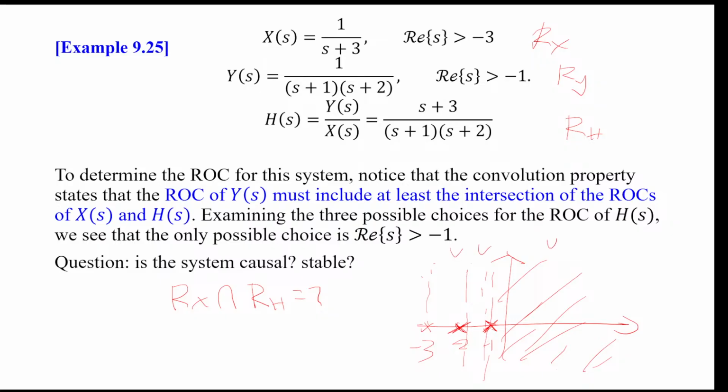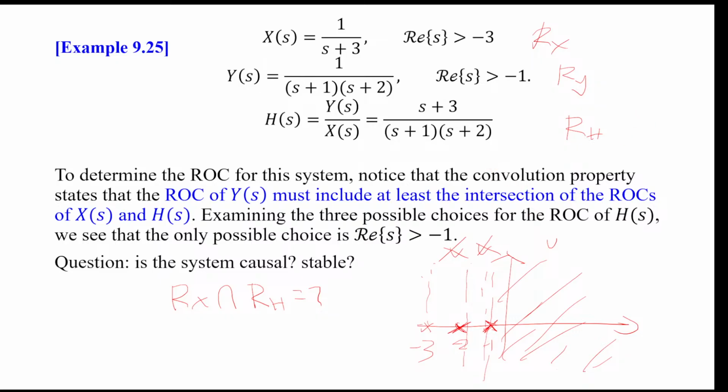But we know Ry must contain this intersection. You see, both of those choices are something outside of Ry, so they are both not correct. This intersection is not true, and we know only this one is possible. Although this is your intuitive pick, here we do this very carefully. We have seen that the only possible Rh is Rh greater than -1.